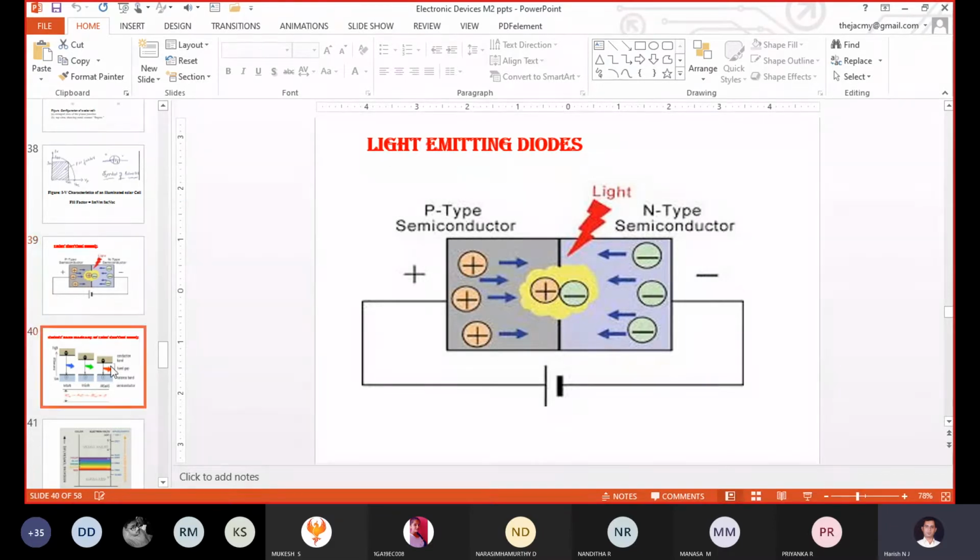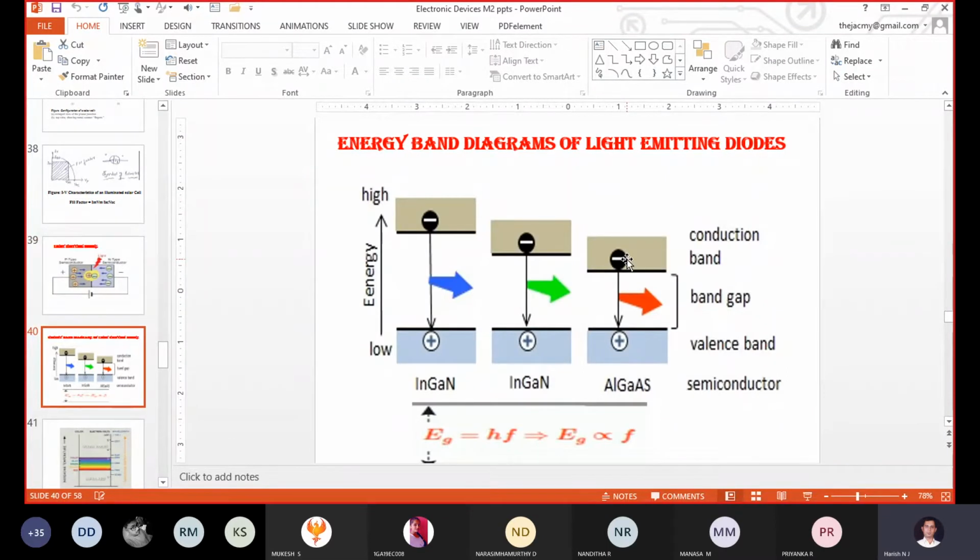So that thing only I have listed here, just check it out. This is the same LED diagram only. In terms of energy band diagram I have represented, correct?